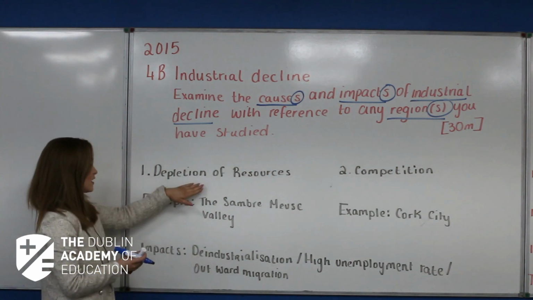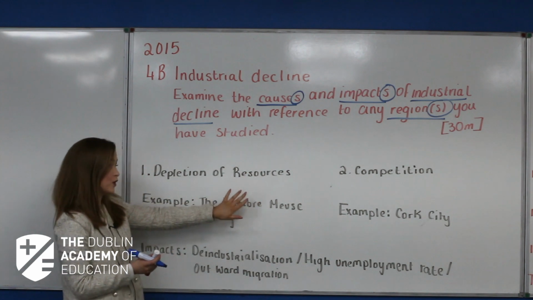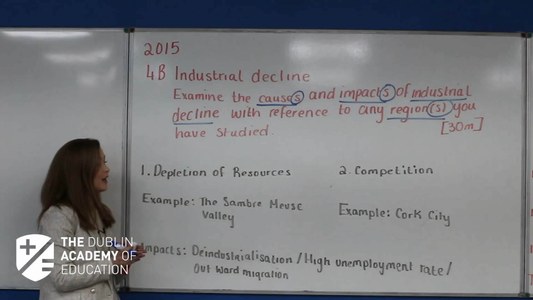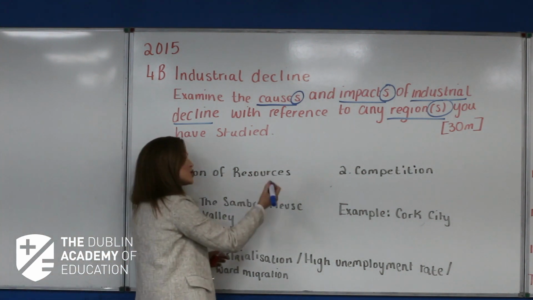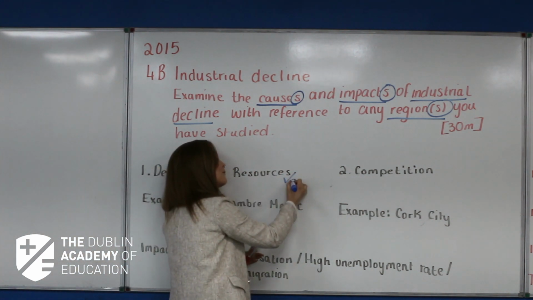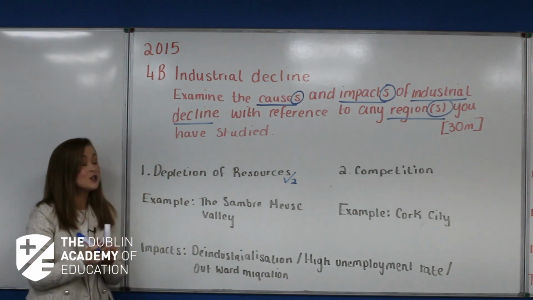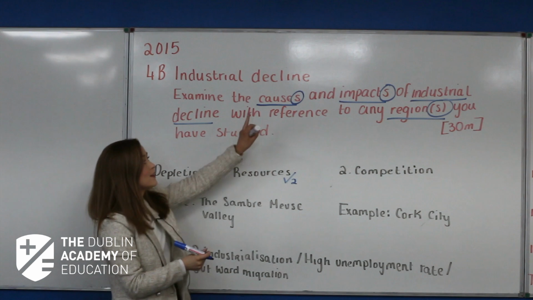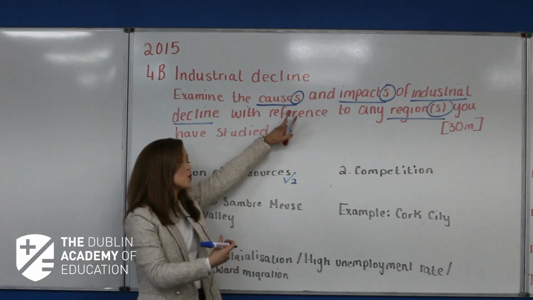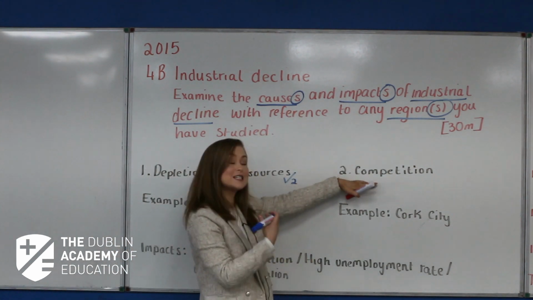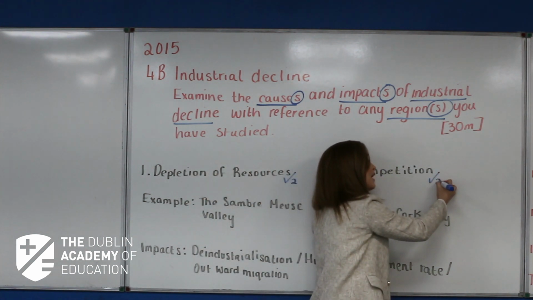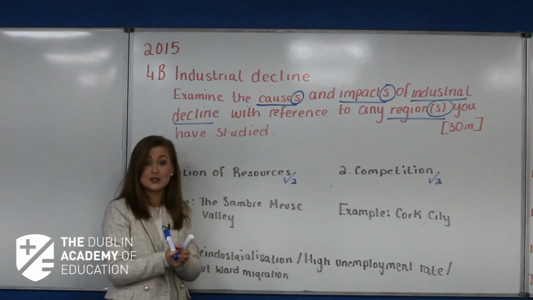Now the first one here is the depletion of resources. So the depletion of your natural resources, and here what you're looking at is coal. Now straight away for that first cause, your examiner is going to give you 2 marks. So for identifying your first cause, that's 2 marks straight away. Now they say causes, so they're looking for more than one. So for identifying your second cause, which is competition, you get a second 2 marks. So that's 4 marks out of your 30 so far.